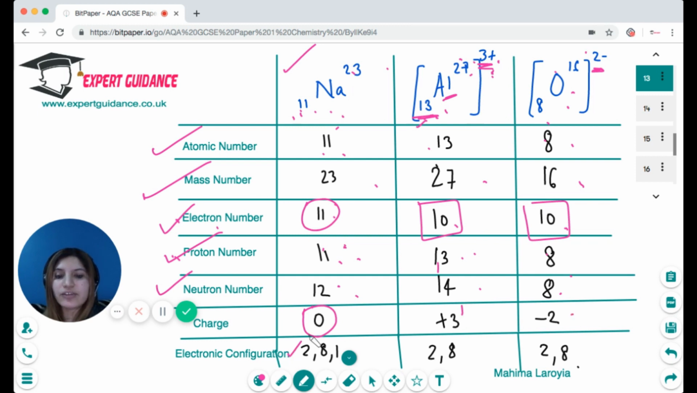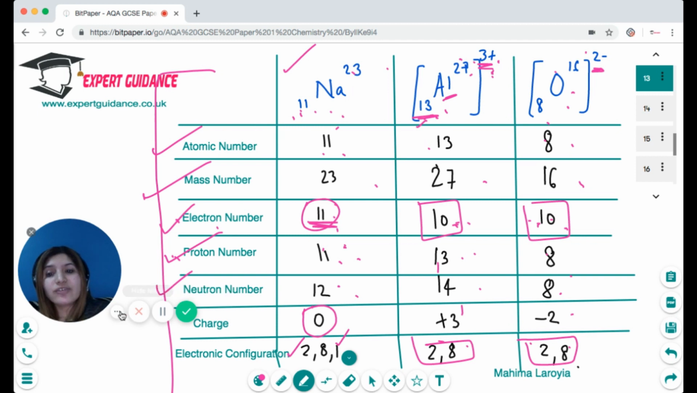Now the electronic configuration: since the electron number is 11, it is 2 in the first shell, 8 in the second shell, and the leftover 1 in the third shell. These both have 10 electrons, so 2, 8, a full outer shell configuration you will have for both these ions. Okay, so I hope you are able to do this because these questions are often asked in the exam, where they give you an element and they ask you to work out the atomic number, mass number, electron number, proton number, neutron number. So make sure this table is clear to you.